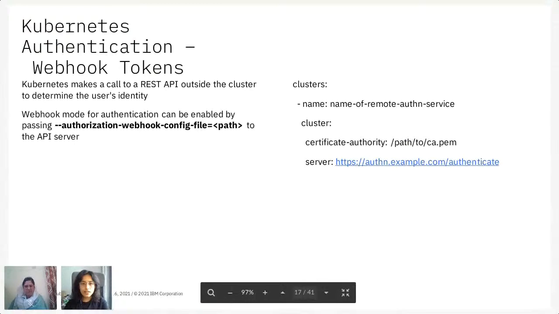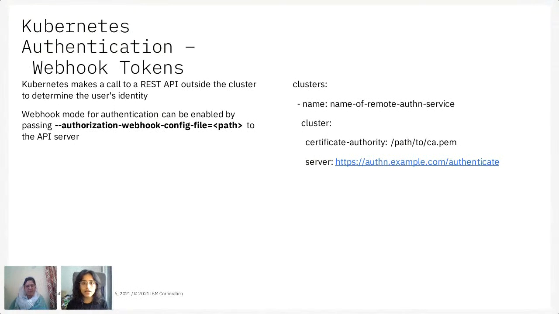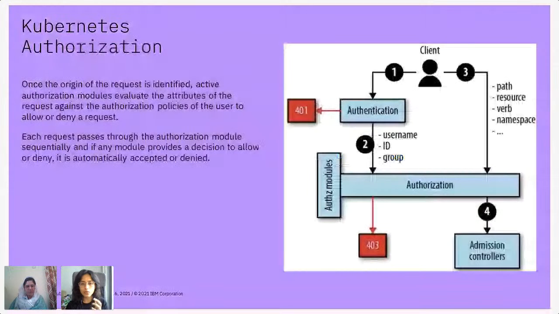The last way of using tokens is webhook tokens. So it's a really easy way of authenticating incoming requests using webhook tokens. So you make a REST API call outside the cluster to identify the user, right? So we've covered the different ways you can use authentication. Usually we see tokens being used in production the most.